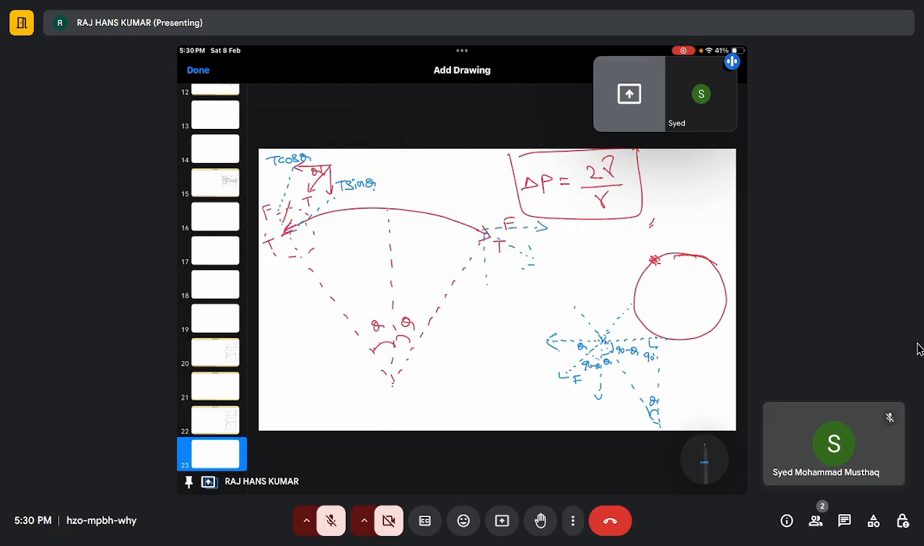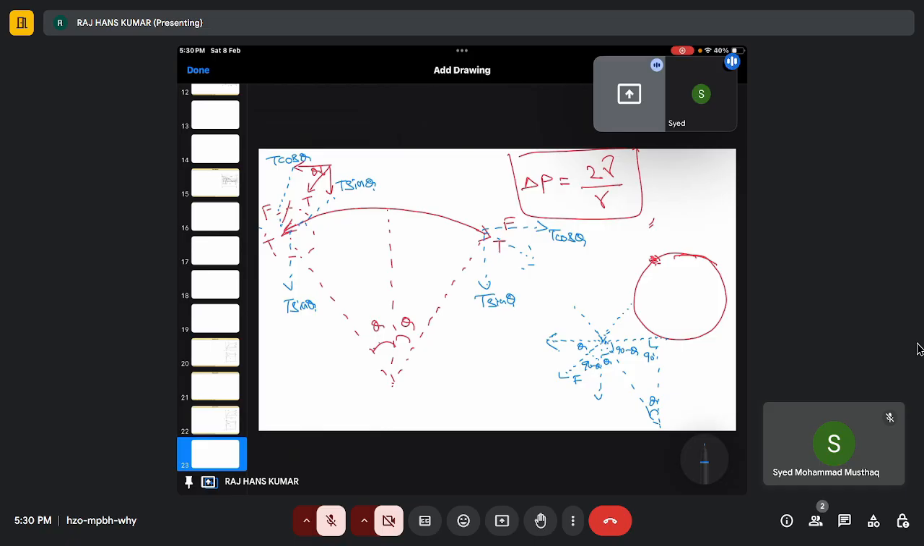So this is my T cos theta, and this downward force is my T sine theta. Again, T sine theta. Okay. Now the T cos theta terms will cancel out, right? So these two will cancel out. Now I'm remaining with only 2T sine theta, right?